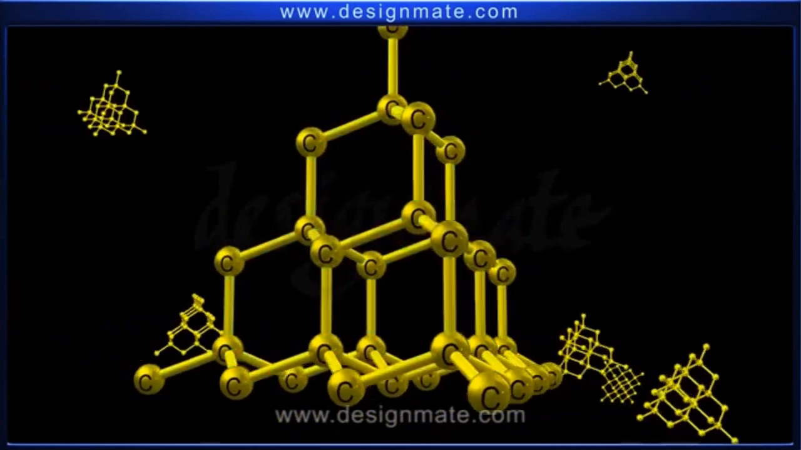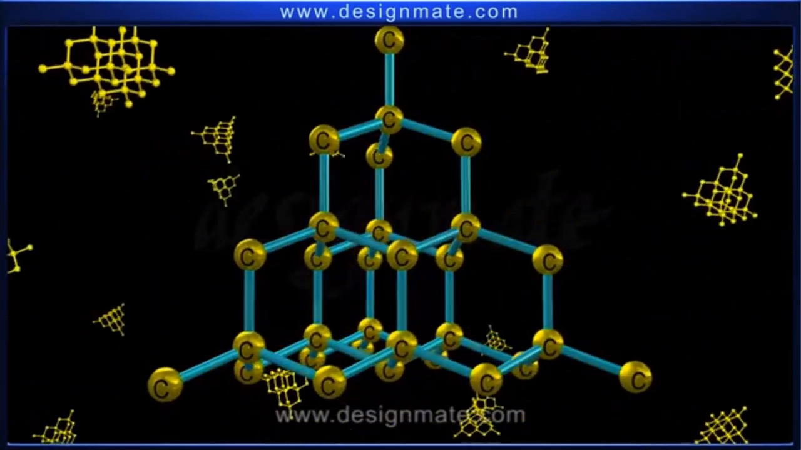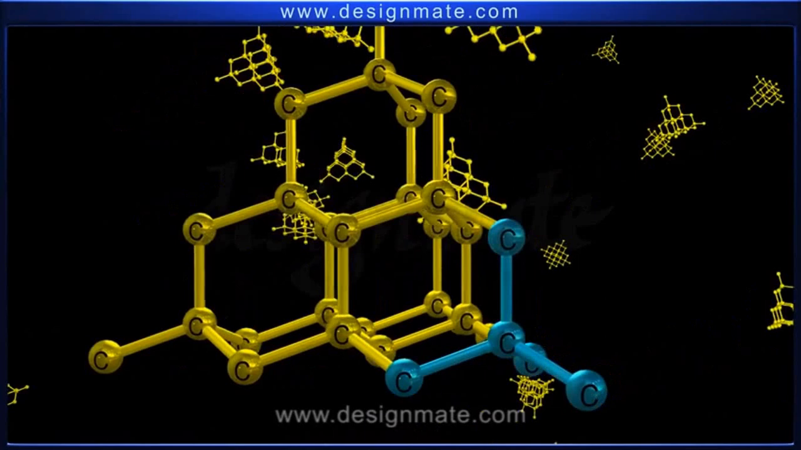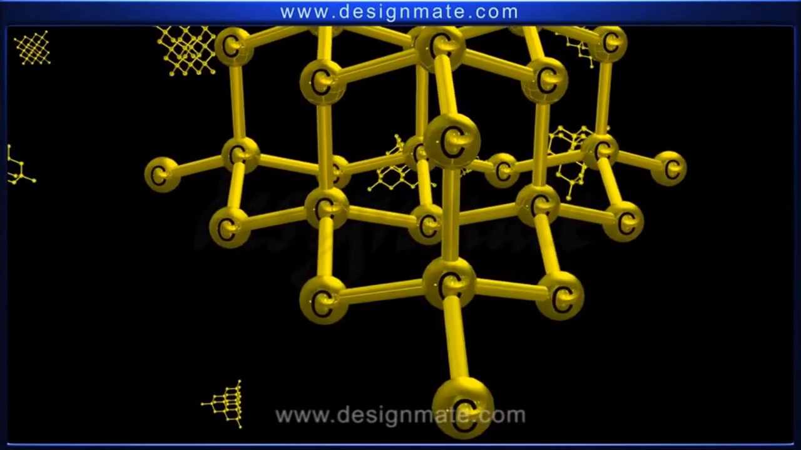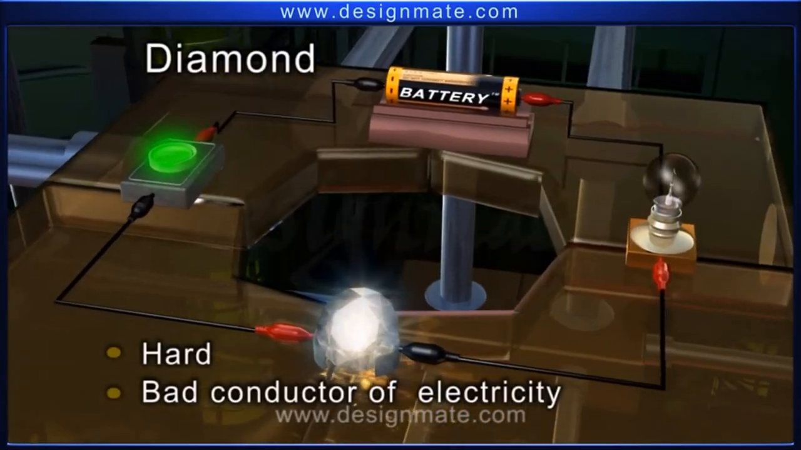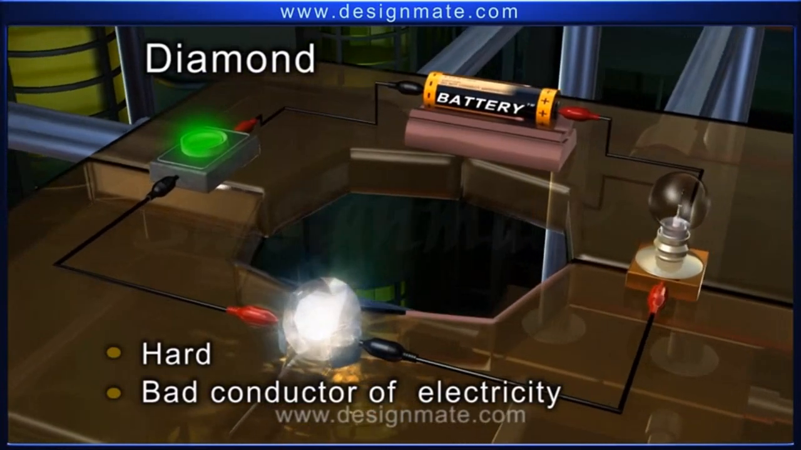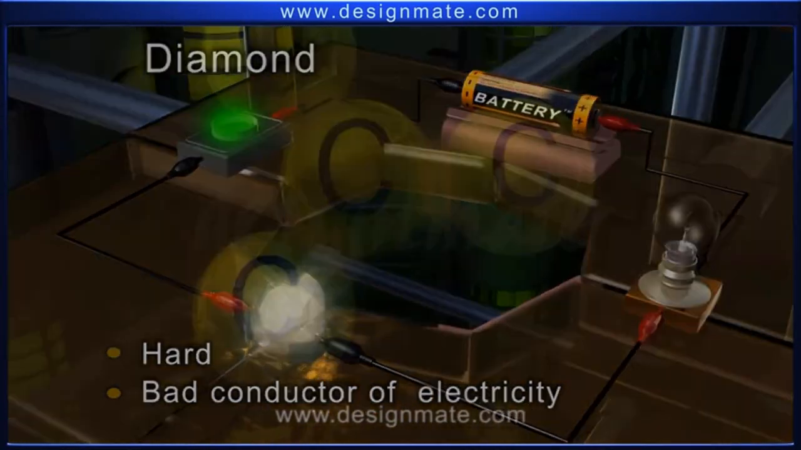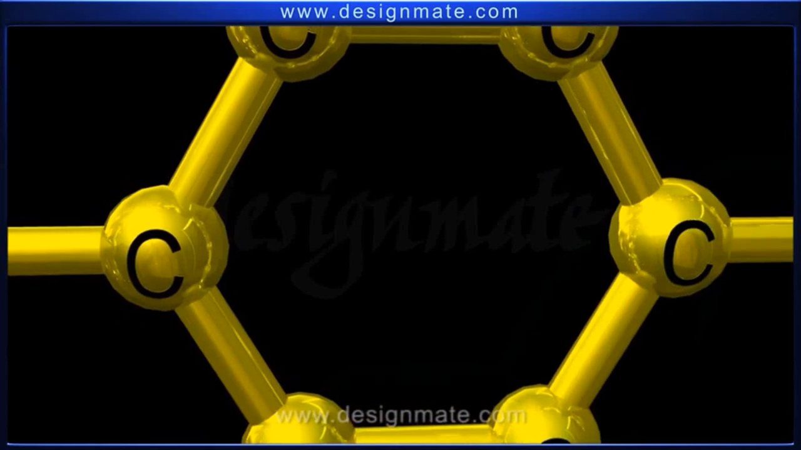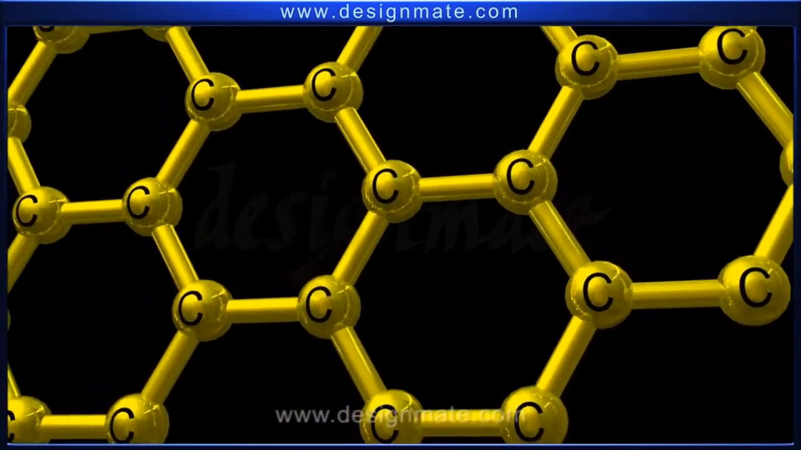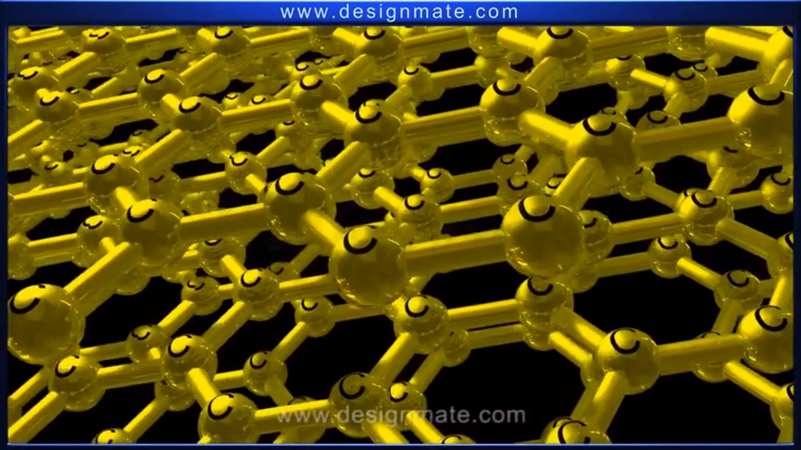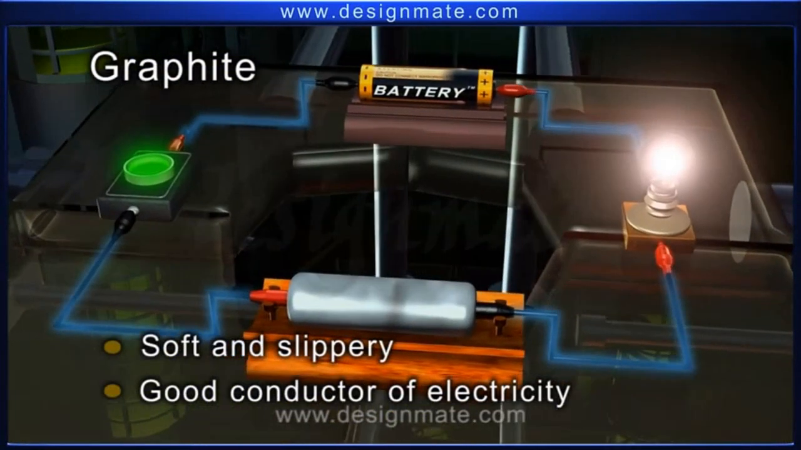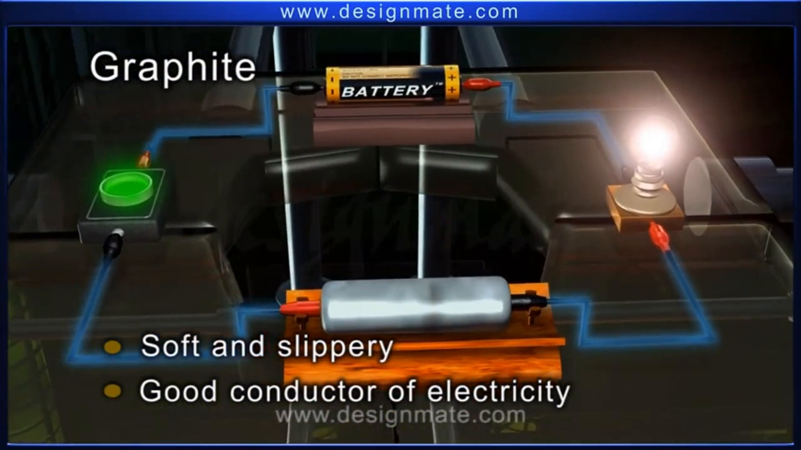Summary. We have studied that in diamond, carbon atoms are bonded to form a tetrahedral structure, which makes it hard and a bad conductor of electricity. While in graphite, carbon atoms are bonded to form a hexagonal structure, which makes it soft and slippery and a good conductor of electricity.